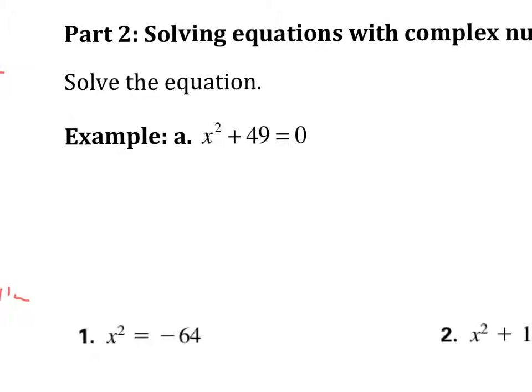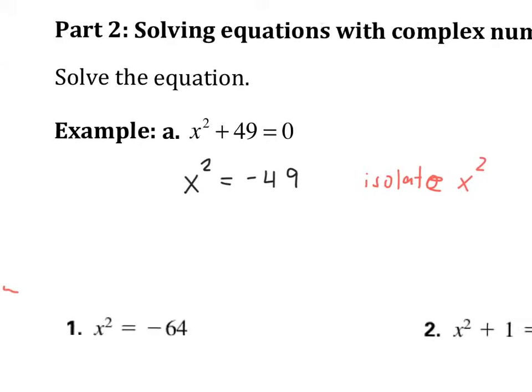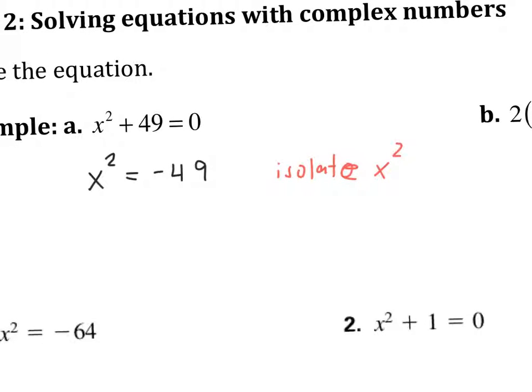All right, so here we go. Let's take a gander at this one. Our goal is to get x by itself, so I'm going to isolate the x squared by subtracting 49 from both sides. So I isolate the square. Remember, we're doing inverses, so we're going to undo the square. Of course, we know how to do that. I take the square root, so we have to watch out.